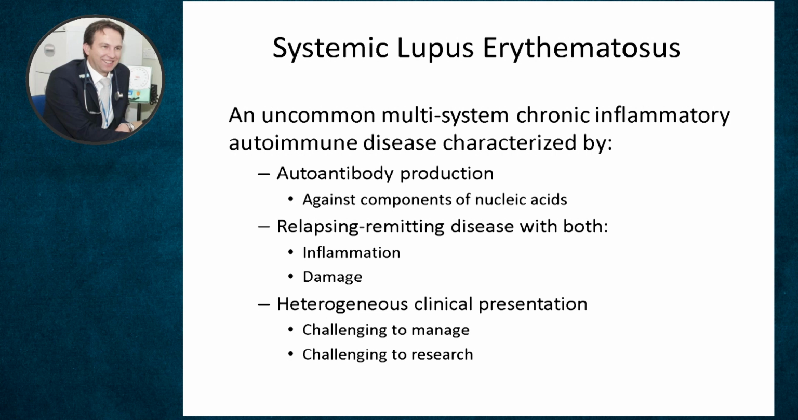Lupus is the quintessential, uncommon, multi-system, chronic inflammatory autoimmune disease that is characterized by autoantibody production against components of nucleic acids, such as double-stranded DNA, and it is well known to have a relapsing and remitting disease course that features both inflammation, such as rashes and arthritis, and damage that may be due to inflammation, treatment, or comorbidities. Lupus runs a heterogeneous clinical presentation, which is challenging to diagnose and manage, and equally challenging to research.